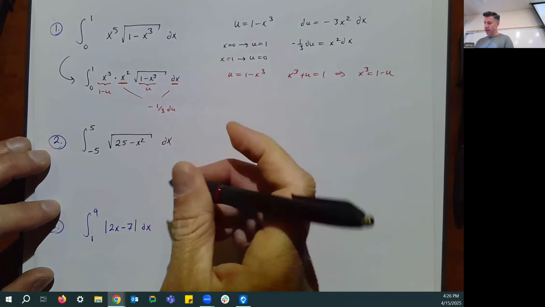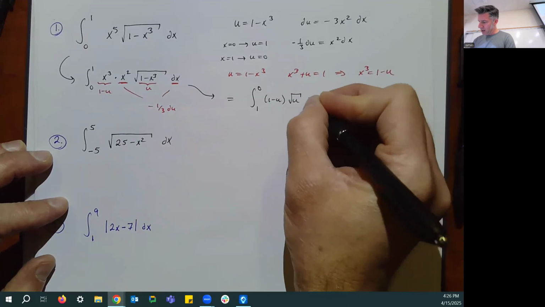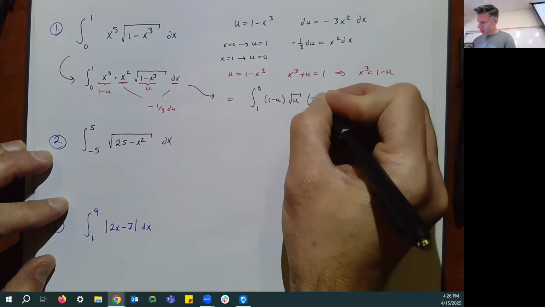All right, so rewriting this, there's a lot to keep track of here. We have the integral from 1 to 0. We have a 1 minus u. We have a square root of u. And we have a negative 1/3 times du. Fun times.